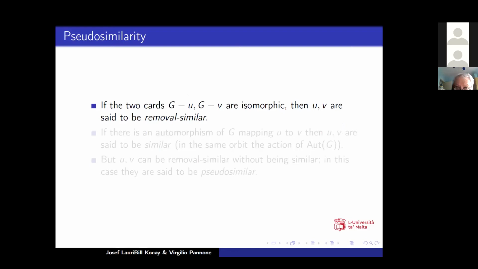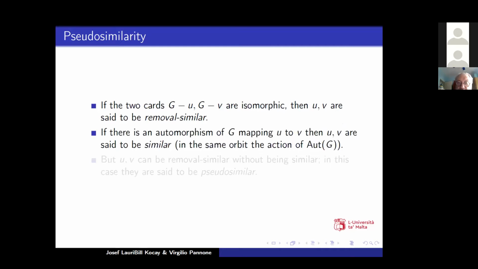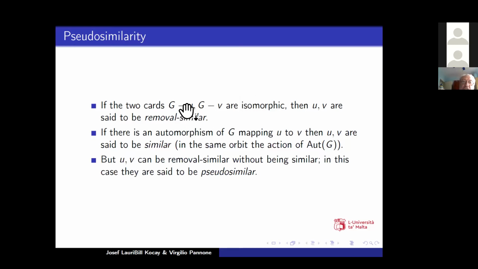And what about pseudosimilarity? If two cards G minus u and G minus v are isomorphic, then u and v are said to be removal similar. If there is an automorphism of G mapping u to v, then u and v are said to be similar. That is, they are in the same orbit under the action of the automorphism group. And of course, if they are similar, they are removal similar. But u and v can be removal similar without being similar, and in this case we call them pseudosimilar. So u is not similar to v, but G minus u is isomorphic to G minus v.